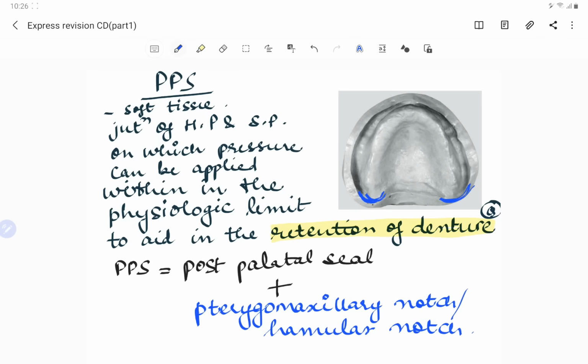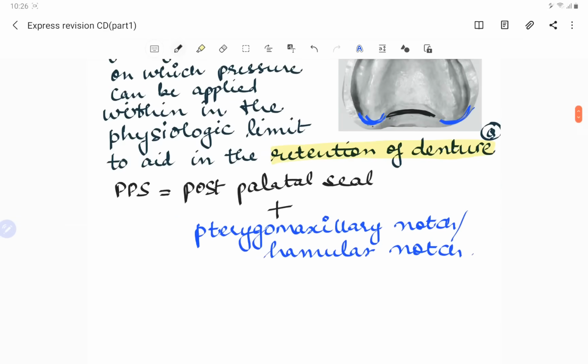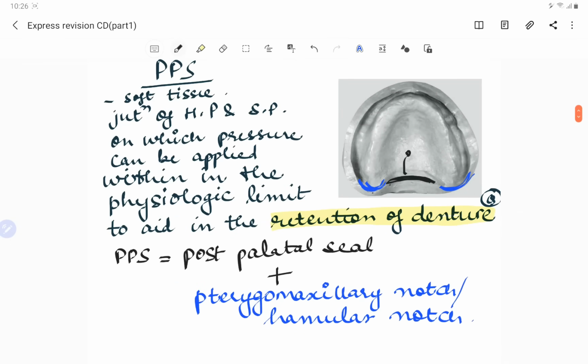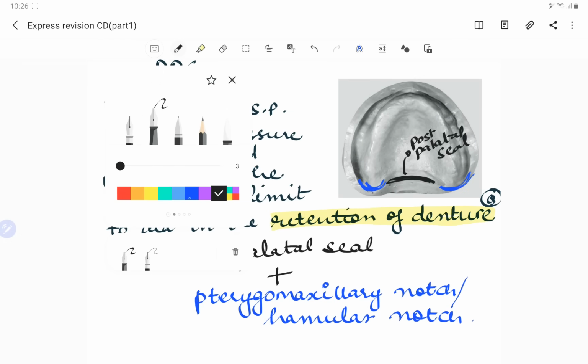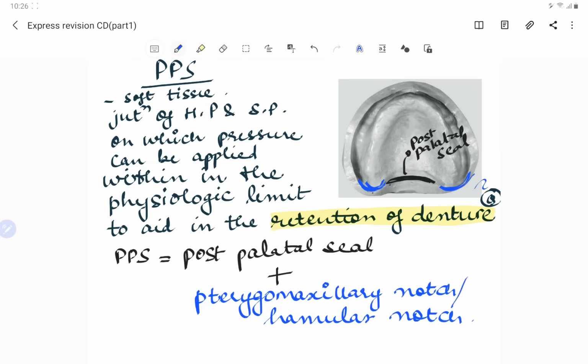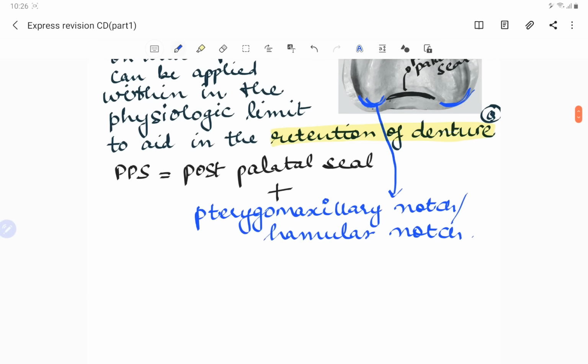Okay, and this guy over here is our post palatal seal. So this is the post palatal seal. This particular is our pterygomaxillary seal. So PPS is a combination of post palatal seal and pterygomaxillary seal, or pterygomaxillary notch or hamular notch seal. I can also write the seal.